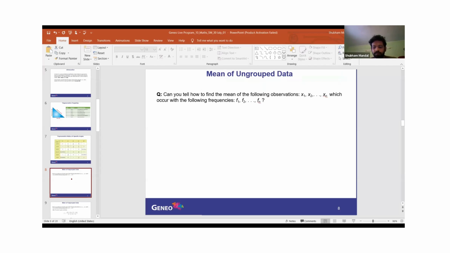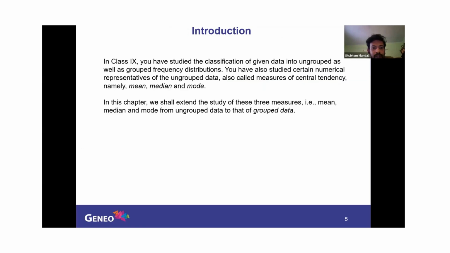In class 9 you had also studied measures of central tendency: mean, median, mode. Now in this chapter we'll study all these measures of central tendency for group data. In class 9 you had done all these things for ungrouped data.